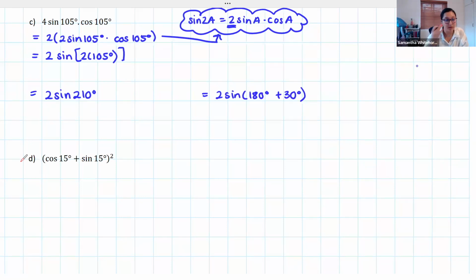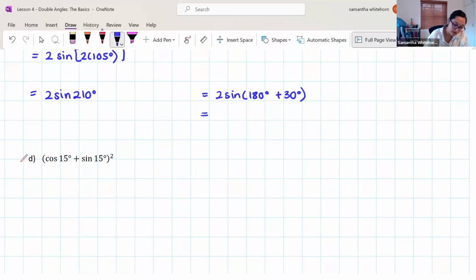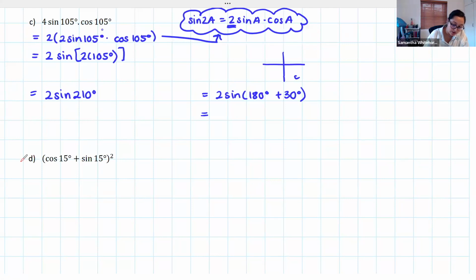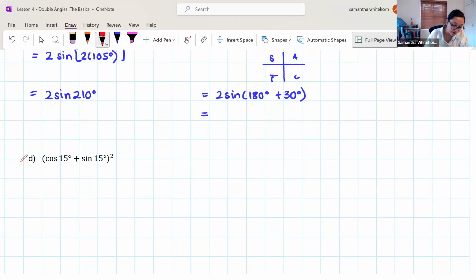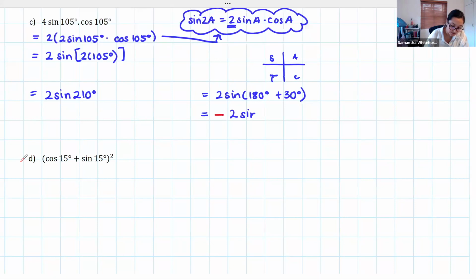That's a special angle. 30 is still a special angle. And now I can go and apply my reduction. Now remember, according to your CAST diagram, 180 plus is in quadrant 3. That's where tan is positive, which means the sign is actually negative. So now you've got a negative 2 sine 30, because now you've applied your reduction. And now you can use your special angles. We've already done a sine 30, so we know this would be negative 2 times a half, which will give me negative 1. There's nothing wrong with that.